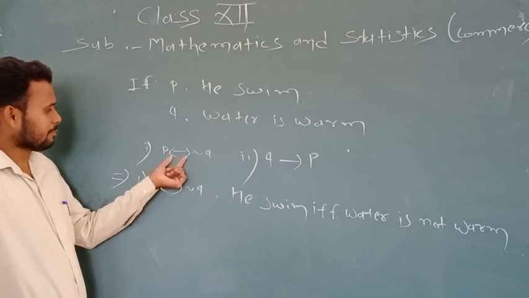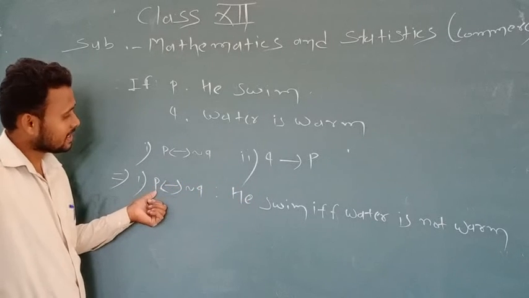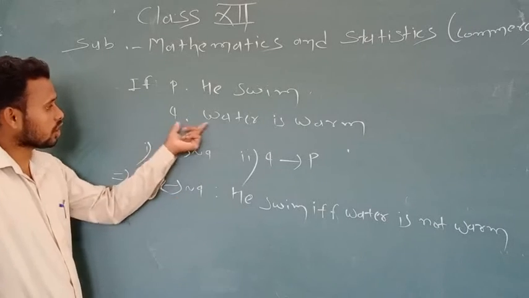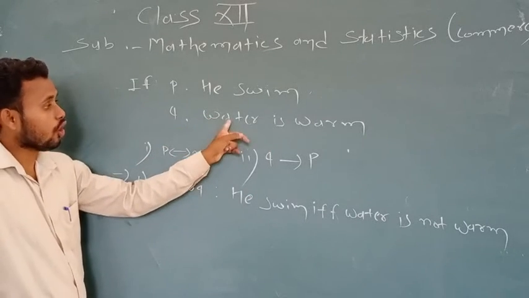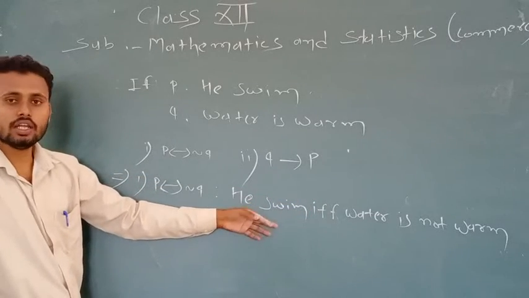Basically, P if and only if negation of Q: P is "he swims", and we just take the negation of Q. Q is "water is warm", therefore negation of Q is "water is not warm", which is the required verbal statement.